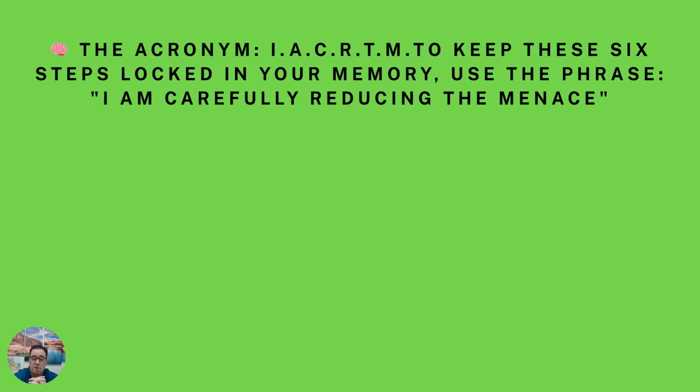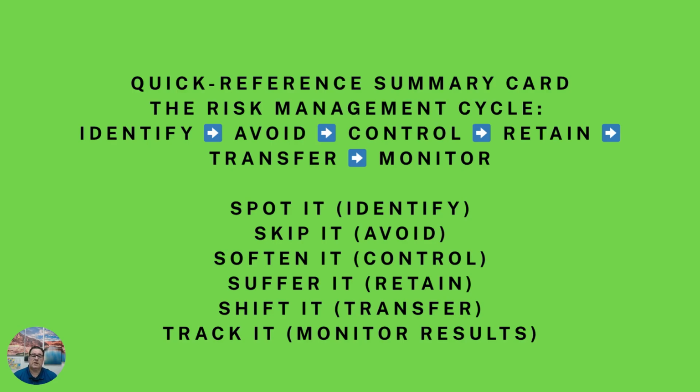R is to retain, or in other words, accept the risk and pay for it yourself if it does happen. T for transfer is to pass the financial burden down to somebody else like an insurance company. And then finally, monitor, keeping an eye on things to make sure the plan is working. So a quick reference on this is identify, avoid, control, retain, transfer, monitor.